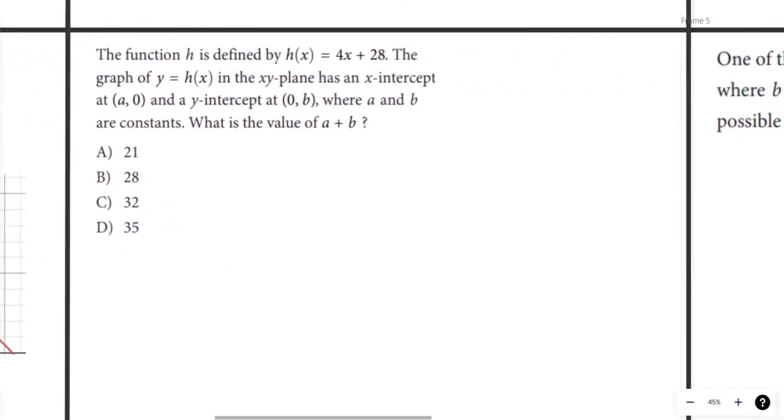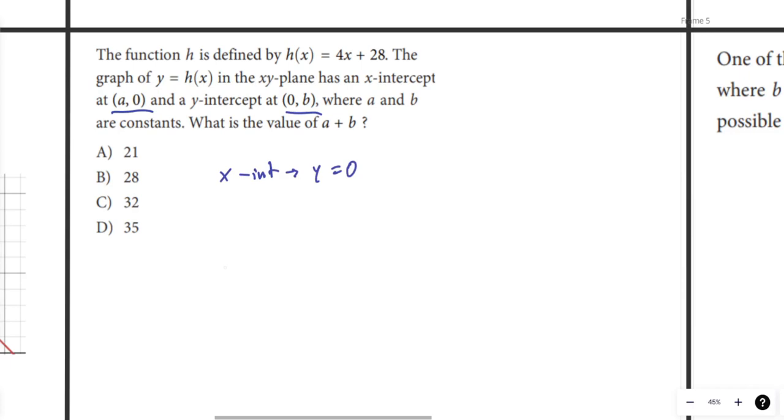All right, this next one is interesting. It says the function h is defined by h of x equals 4x plus 28. The graph has an x-intercept at a, 0, and a y-intercept at 0, b. A and b are constants. What's the value of a plus b? Okay, so the x-intercept is just when y equals 0. Write it like this: x-intercept is when y equals 0.